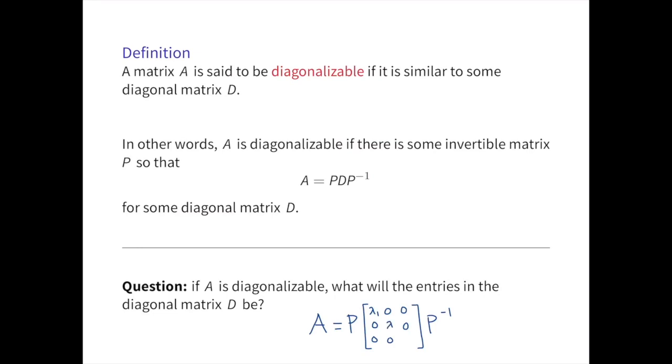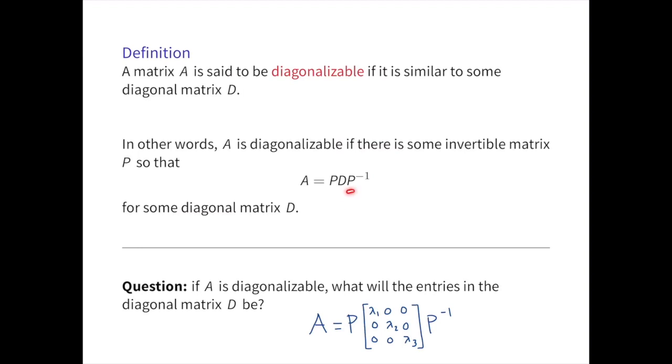So lambda 1, lambda 2, and lambda 3. Okay? So the answer to our question: if A is diagonalizable, then the matrix D is the diagonal matrix whose entries along the diagonal are just the eigenvalues of the original matrix A. Okay? So hopefully that makes sense. In other words, if A is similar to a diagonal matrix D, we know exactly what the diagonal matrix D has to look like. Okay? So we know what this diagonal matrix D is.